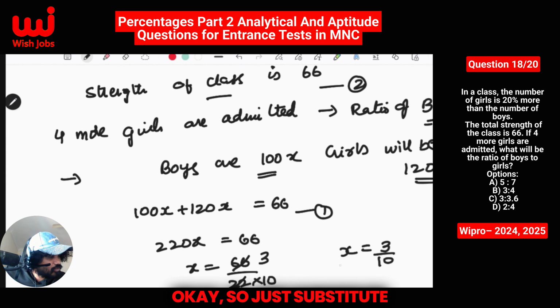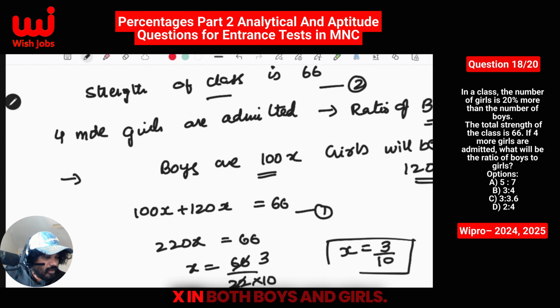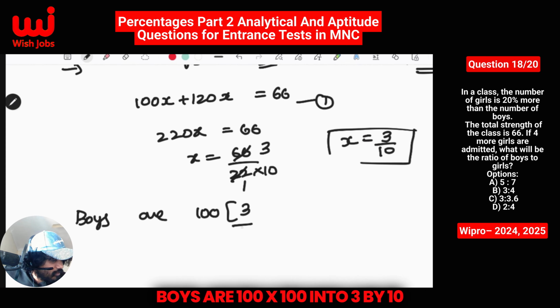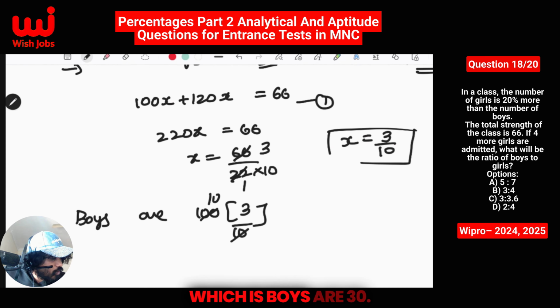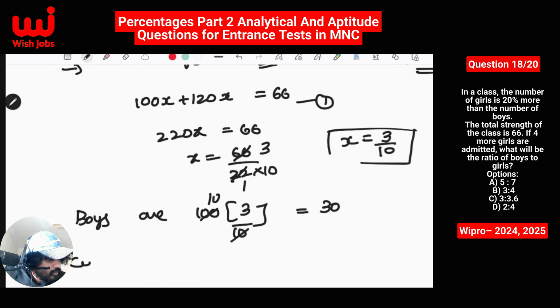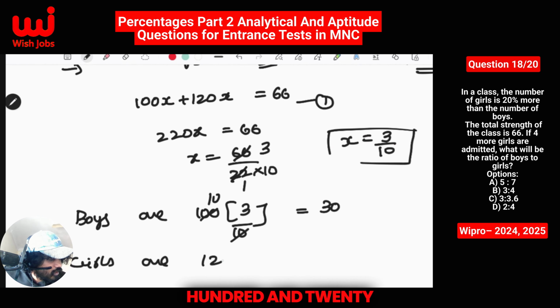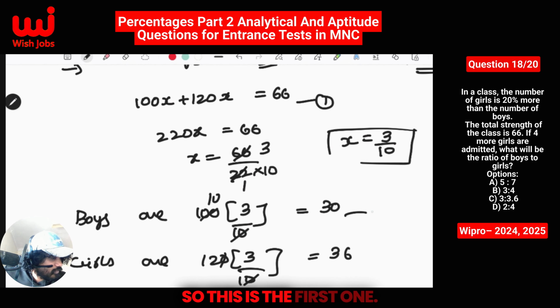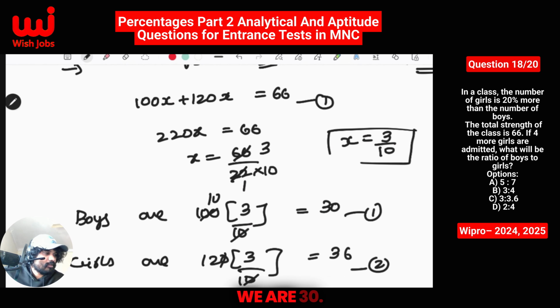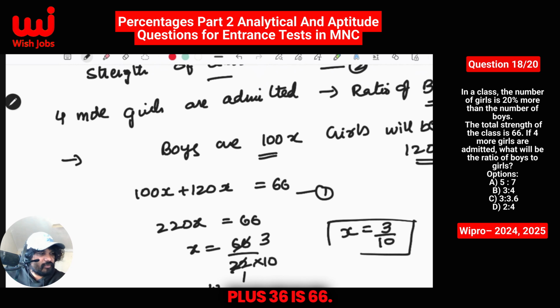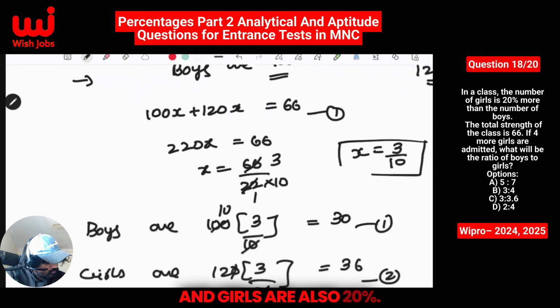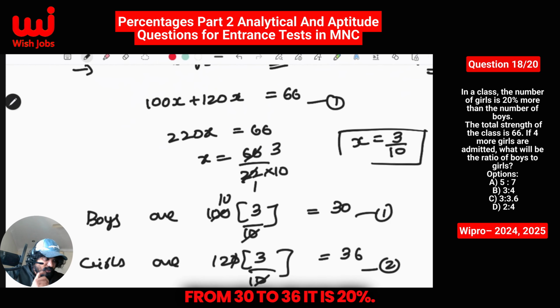Now substitute x in both boys and girls. Boys are 100x, 100 into 3 by 10, which is 30. Girls are 120 into 3 by 10, so girls are 36. We have 30 plus 36 is 66, which satisfies this statement, and from 30 to 36 it is a 20% increase. Both the statements are true.